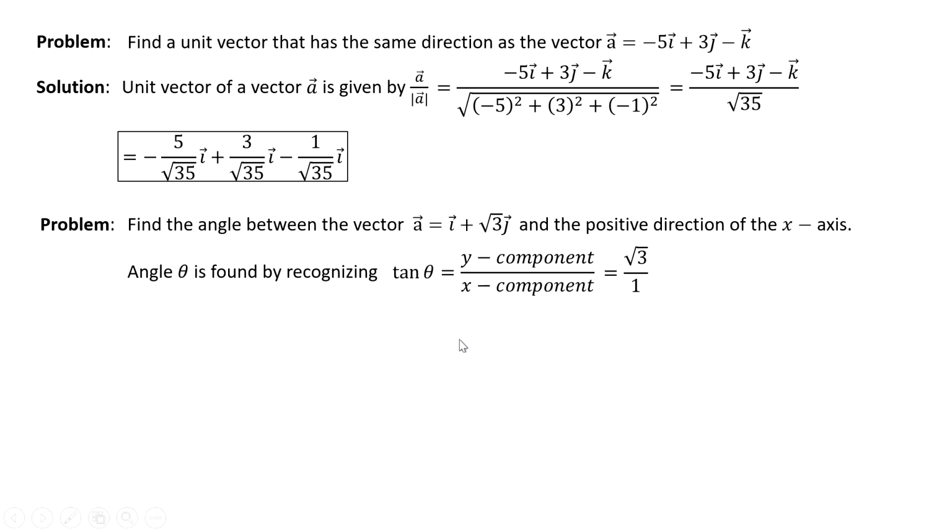Recall, tangent theta is sine theta over cosine theta. So there is a certain theta for which sine theta is square root of 3 over 2 and cosine theta is 1 over 2, which is 60 degrees or pi third radian. So theta is pi third radian or 60 degrees. Cool. That's how you find, in the two-dimensional case, the angle between the vector and the positive x-axis.